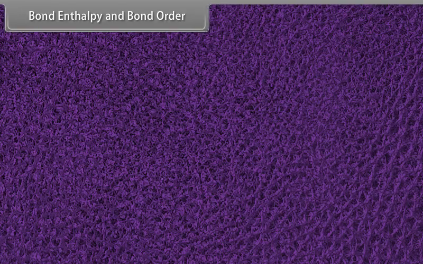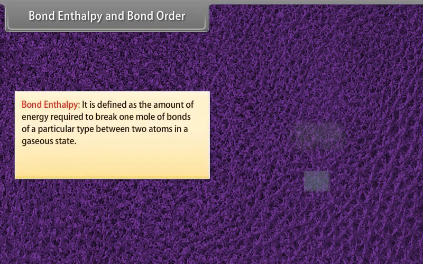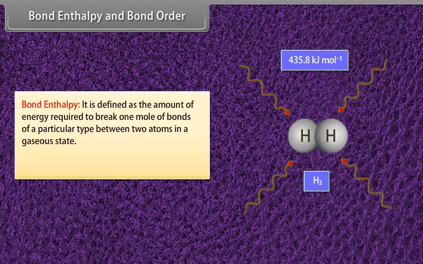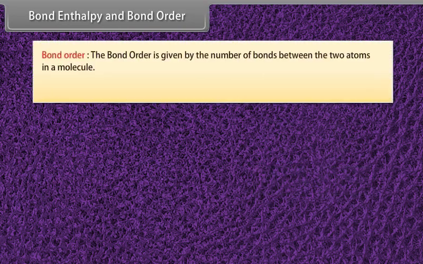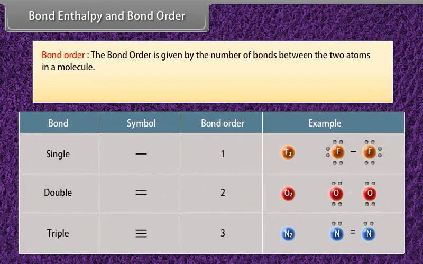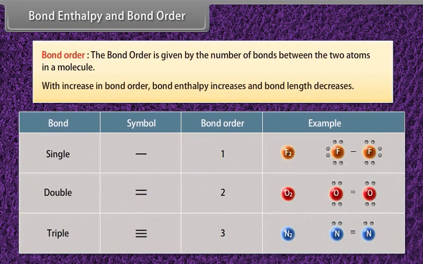Bond enthalpy and bond order. Bond enthalpy: it is defined as the amount of energy required to break 1 mole of bonds of a particular type between two atoms in a gaseous state. The unit of bond enthalpy is kilojoule per mole. Bond order: the bond order is given by the number of bonds between the two atoms in a molecule. With increase in bond order, bond enthalpy increases and bond length decreases.